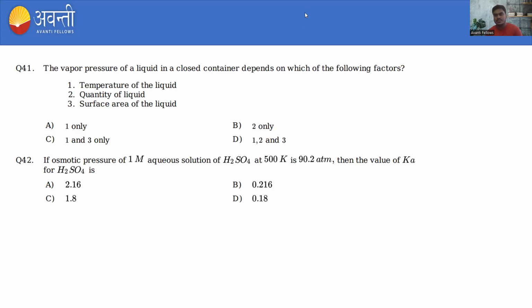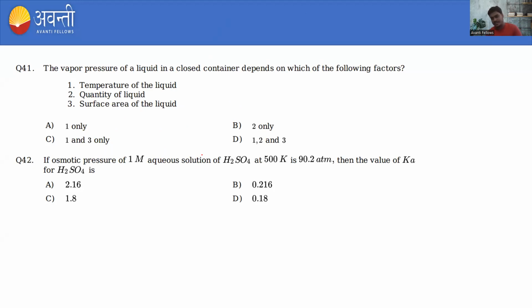Okay, so now let's see question number 41. The question asks: the vapor pressure of the liquid in the closed container depends upon which of the following factors? The first is the temperature of the liquid, then the quantity of the liquid, and the surface area of the liquid. First of all, vapor pressure does not depend upon the quantity and the surface area.